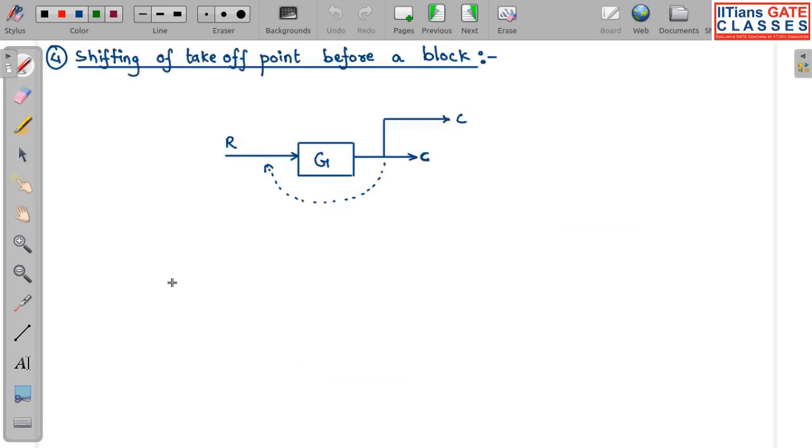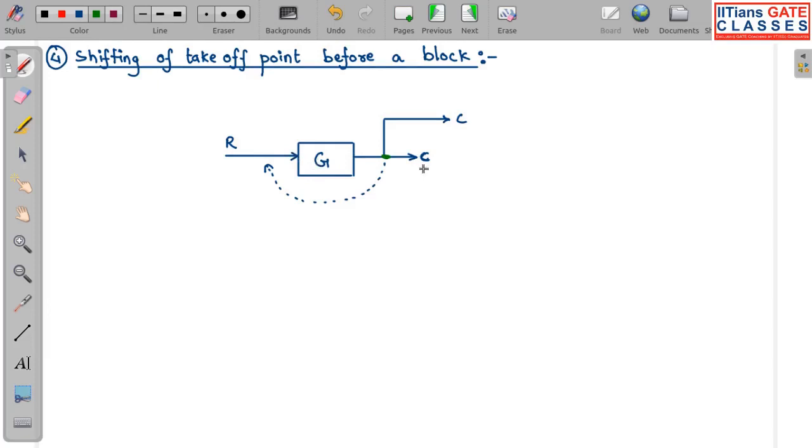Most of the students usually get confused about what to do with a takeoff point. This is known as a takeoff point or an equipotential point also. Okay, whatever you want to say, you can say. So this is your takeoff point. Students usually get confused when a takeoff point goes behind a block, or a takeoff point comes before a block. So these two things are usually a little bit tricky, but it's okay. We will see over here.